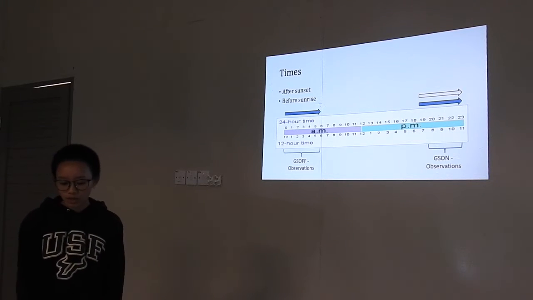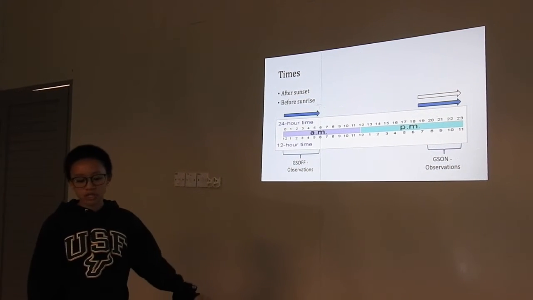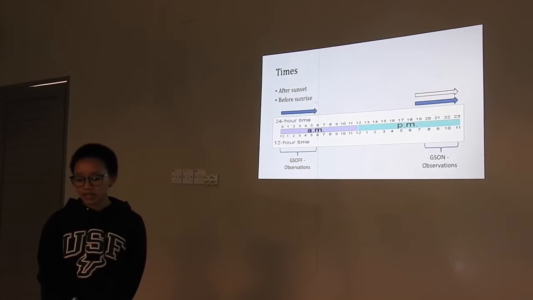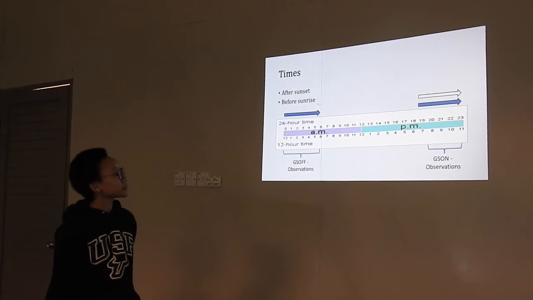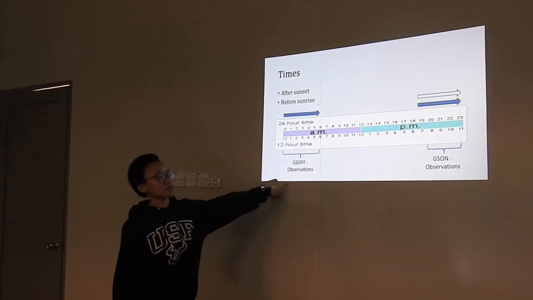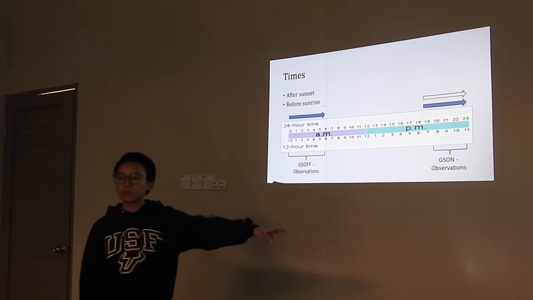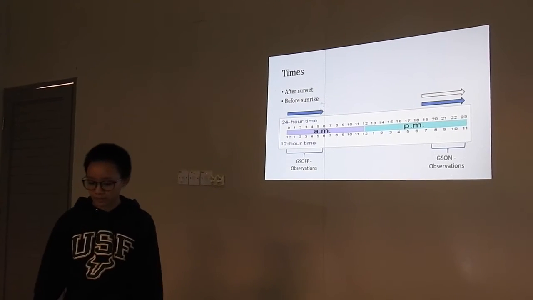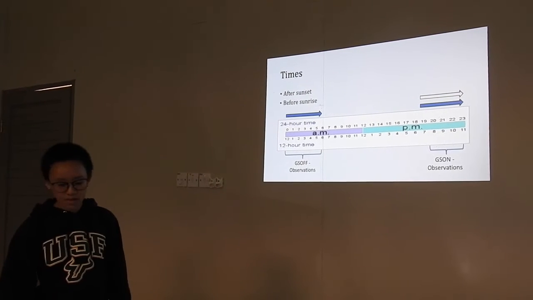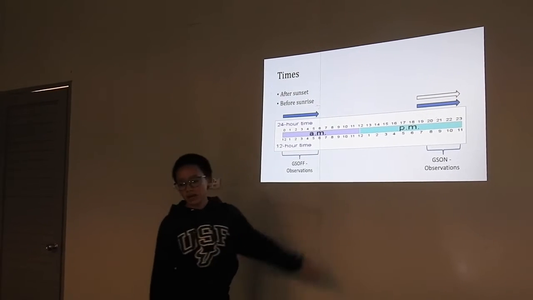And when do I go out to do these observations? It's usually between sunset and sunrise. So you can see that this time is when the genset is off, and that period of time is when the genset is on, so basically when all the lights are on. And then bird watching would be within this hour, 6 a.m. to 7 a.m.